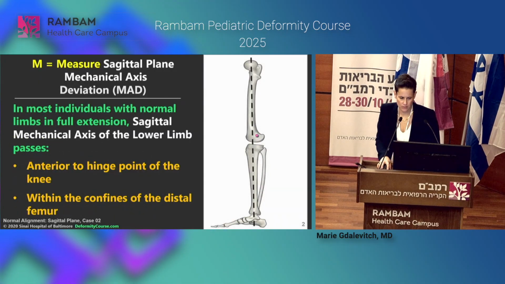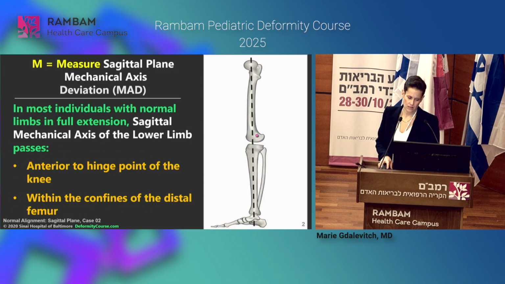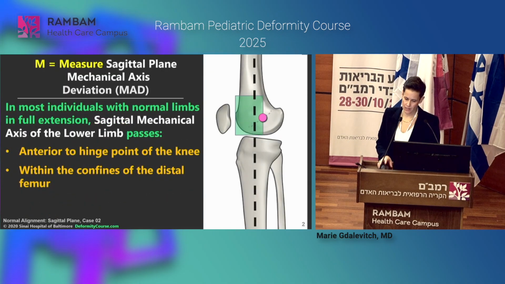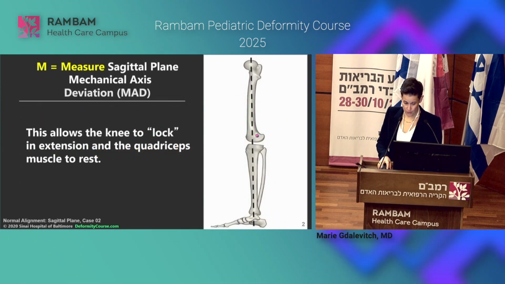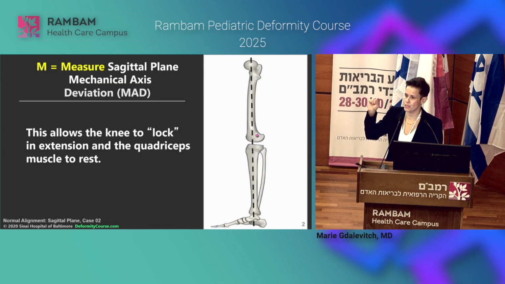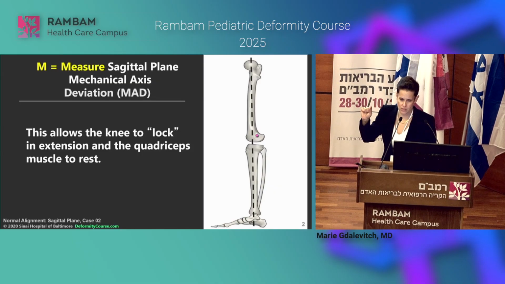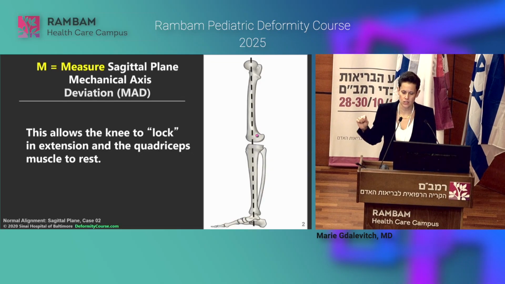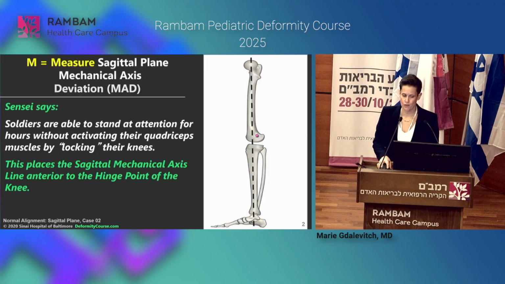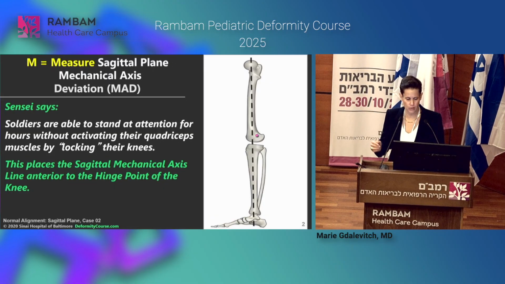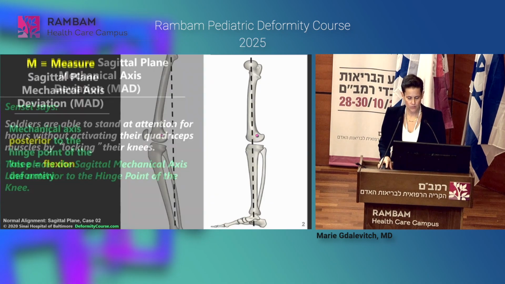Now, in most people, this mechanical axis line should fall anterior to the hinge point of the knee within the confines of the distal femur. That's normal alignment in the sagittal plane. And it's very important that this line passes in front of the hinge point of the knee, because for you to be able to stand for a long period of time with your knees locked in extension, you have to pass in front of the hinge point of the knee. Otherwise, you're constantly using your quads to support yourself. And then you tire very fast. This is how soldiers, you would know better than me, stand at attention for hours without activating their quadriceps. Okay, so very, very important.